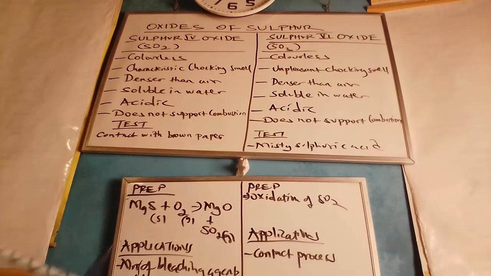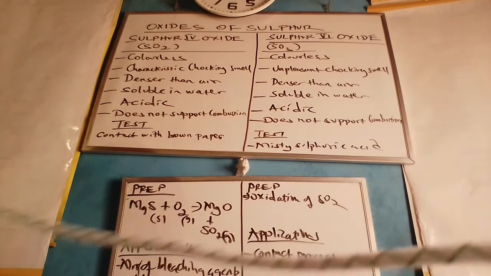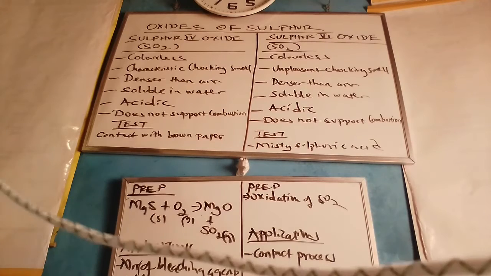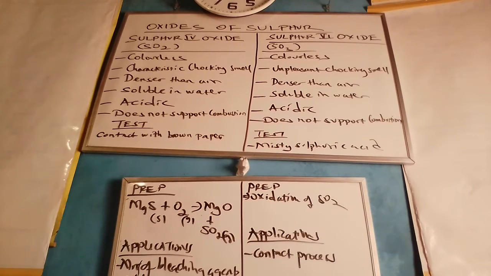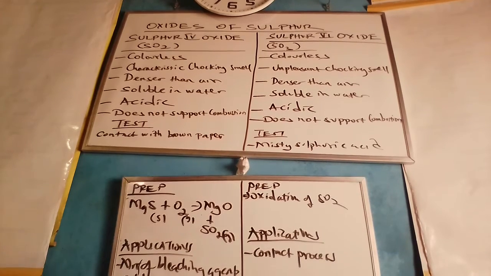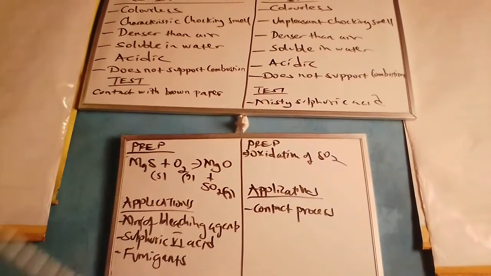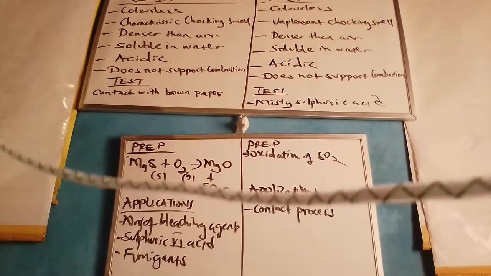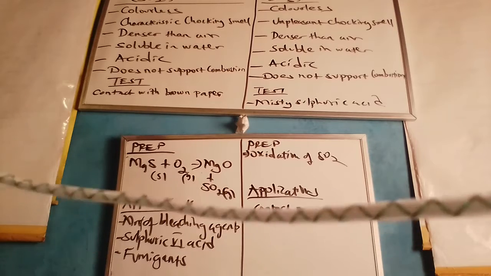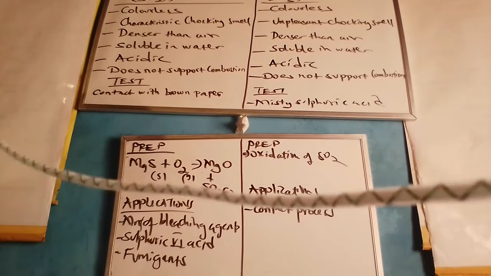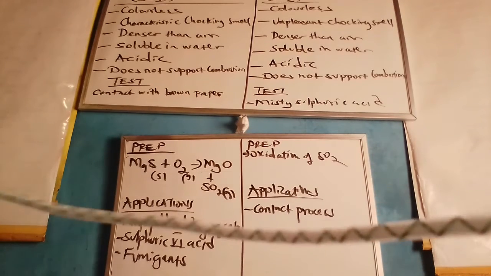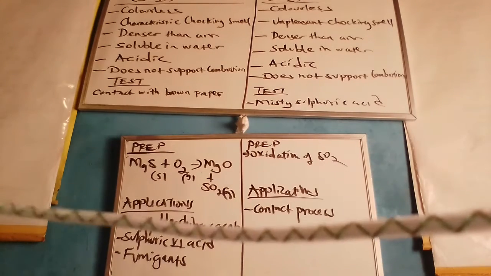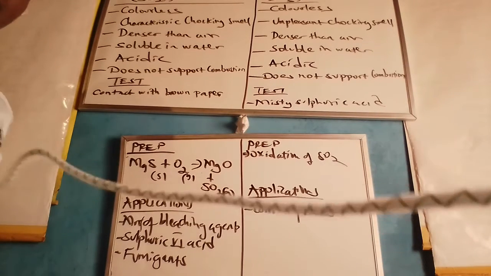Now, to prepare sulfur dioxide, we need any metal sulfide and oxygen. So the combustion of a metal sulfide with oxygen will form a metal oxide and sulfur dioxide. The applications of sulfur dioxide are mainly to manufacture bleaching agents in the form of sulfites, and in the industrial manufacture of sulfuric 6 acid, otherwise known as the contact process. Now, it is toxic and readily usable as a fumigant.